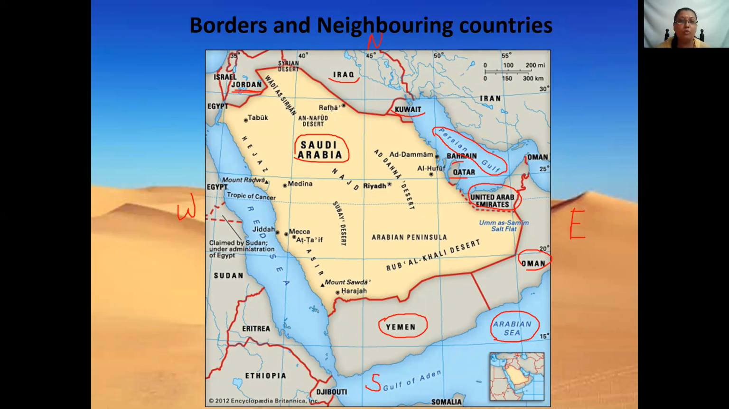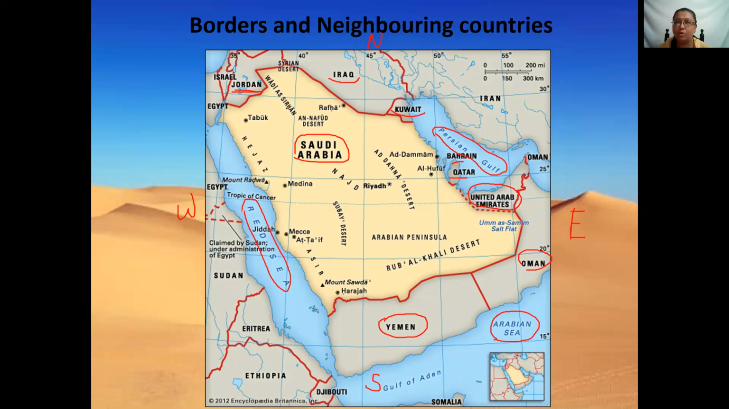Now on the west, what water body do we have? Just look at your map carefully. Try to read. What is this? Red Sea, correct. So on the west side, we have the Red Sea. So these are the borders and the neighboring countries of Saudi Arabia.